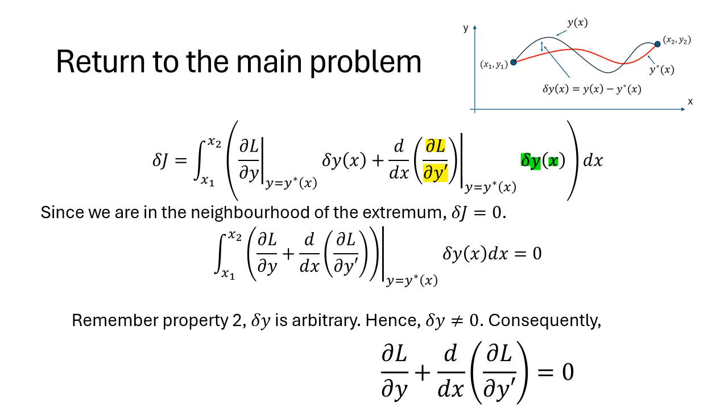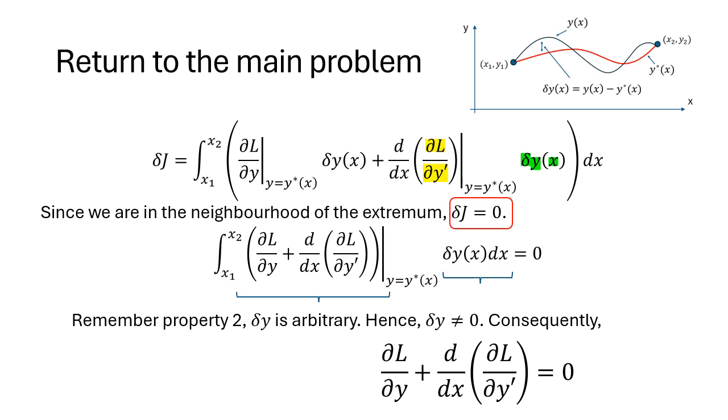The integral can be written as a product of 2 terms. The first term consists of derivatives, and the second term is delta y. Remember that we are near the extremum point. Hence, delta j is equal to 0.